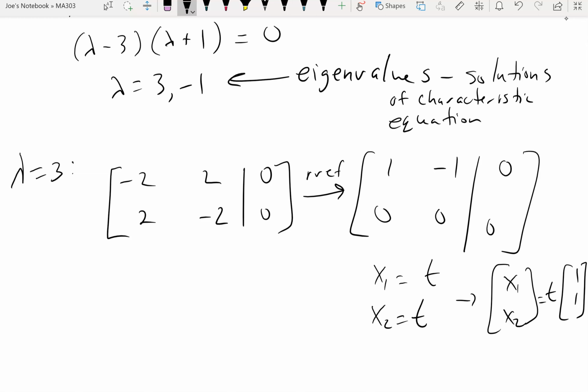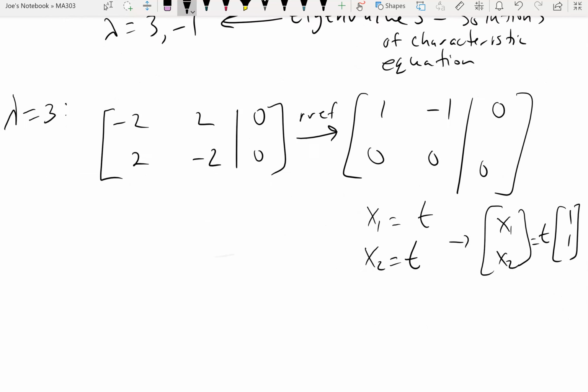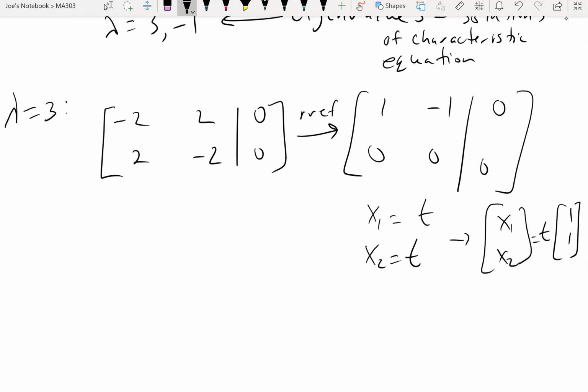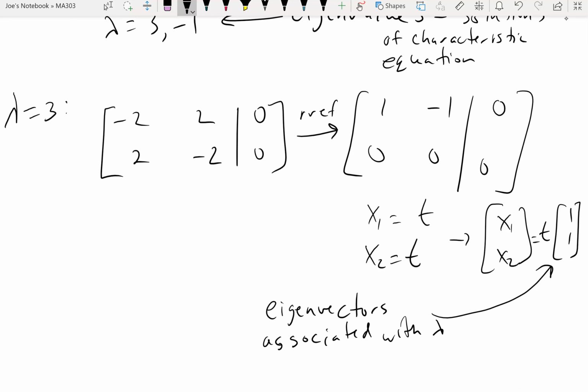So we get t times [1, 1]. All right. So before we do the other one, this also has a name, by the way. These are all the solutions here. These are the eigenvectors. I can spell vector, right? Associated with lambda equals 3.